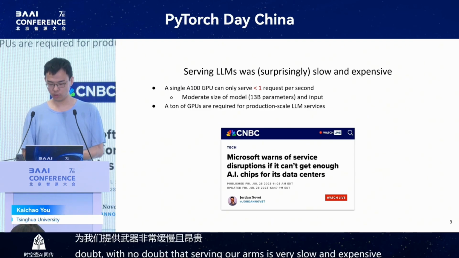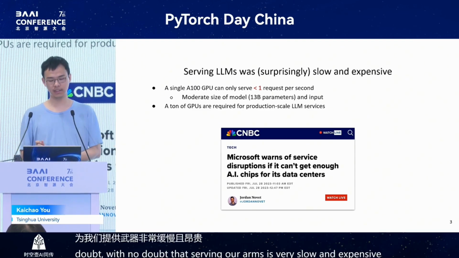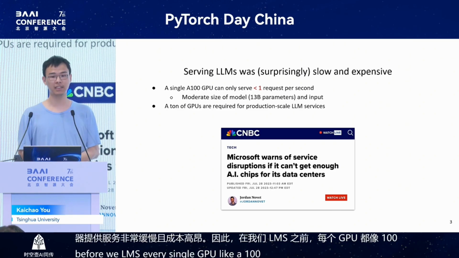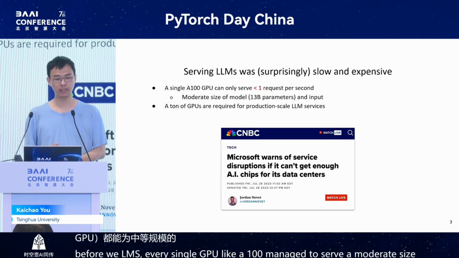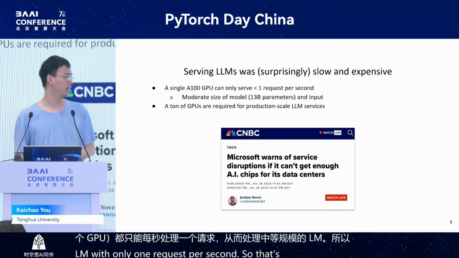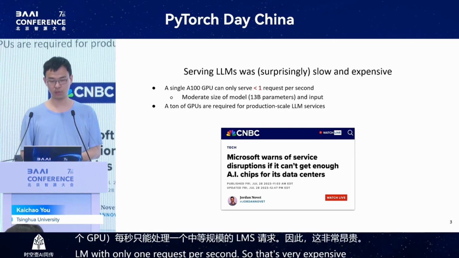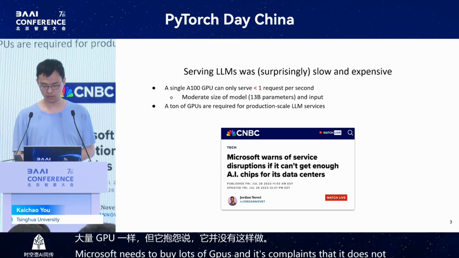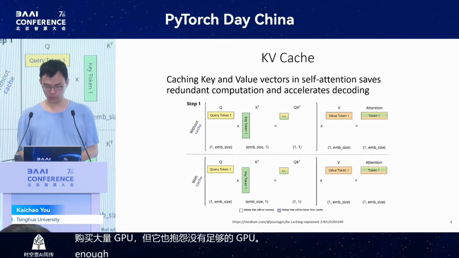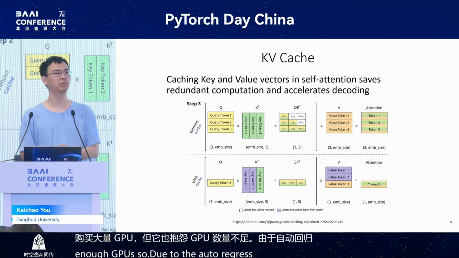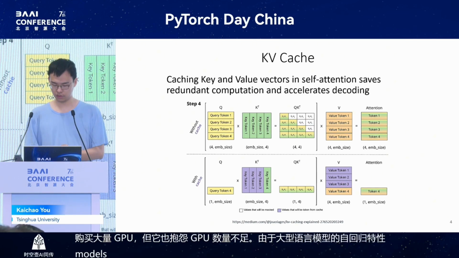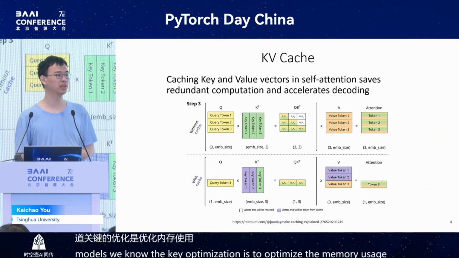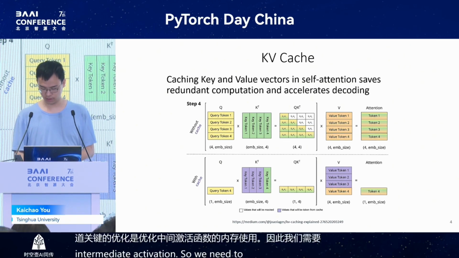So before vLLM, every single GPU like A100 managed to serve a moderate sized LLM with only 1 request per second. So that's very expensive. And even Microsoft needs to buy lots of GPUs, and it complains that it does not have enough GPUs. So due to the auto-regressive nature of large language models, we know the key optimization is to optimize the memory usage of intermediate activations. So we need to cache the KV cache and reuse it.